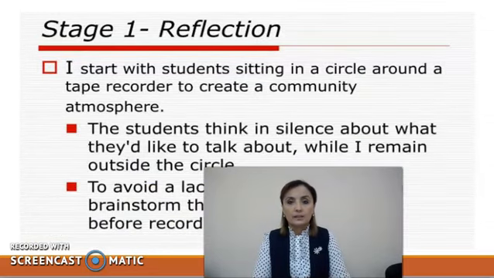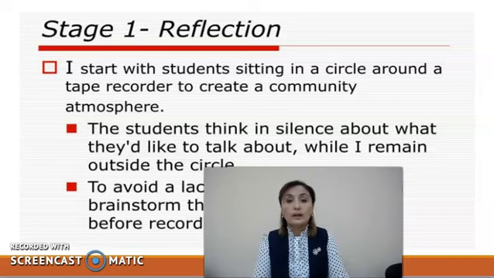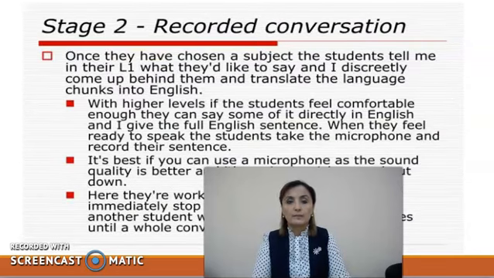Stage 1, reflection. I start with students sitting in a circle around a tape recorder to create a community atmosphere. The students think in silence about what they would like to talk about while I remain outside the circle. To avoid a lack of ideas, students can brainstorm their ideas on the board before recording.